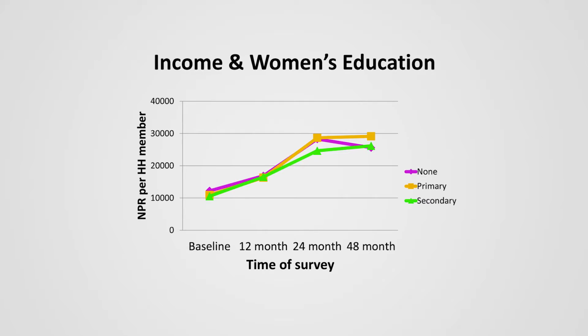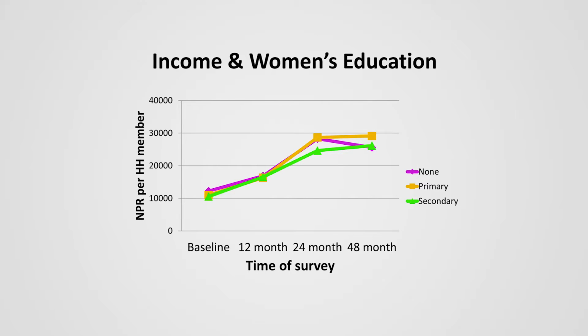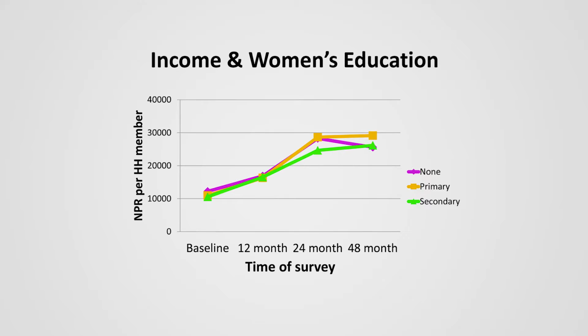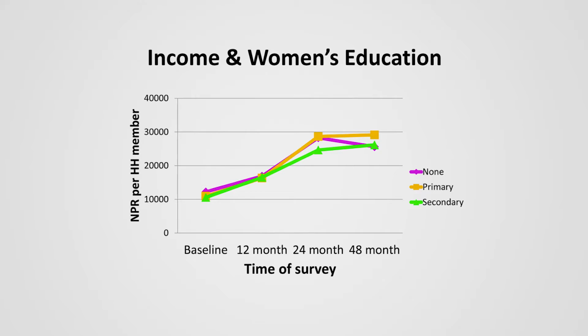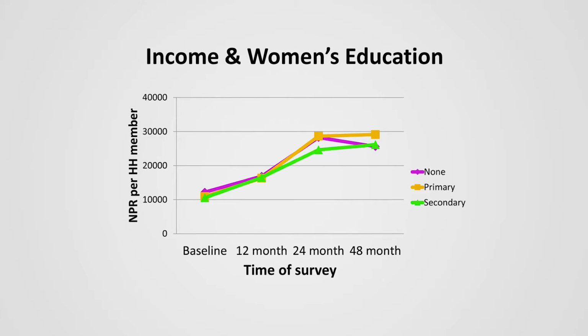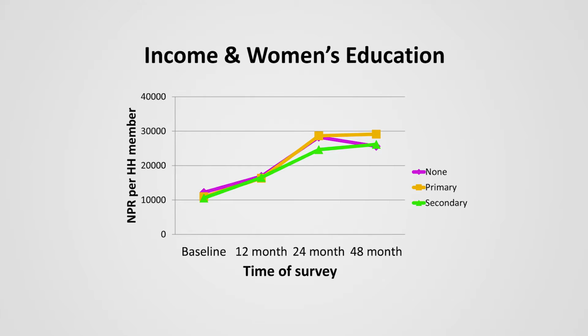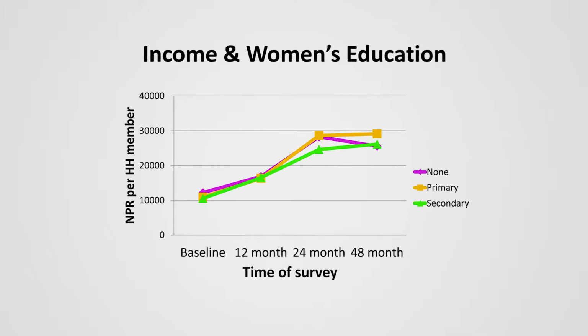Now, this slide is one of a series of slides set up in the same way. They show the time of the survey, baseline, 12 months, 24 months, and 48 months, and the level of women's education is shown by the pink color indicating none, the orange color indicating primary education, and the green color indicating secondary education. So you can see here that there was not a lot of difference related to women's education level in the household and increase in income over the 48 months of the survey.